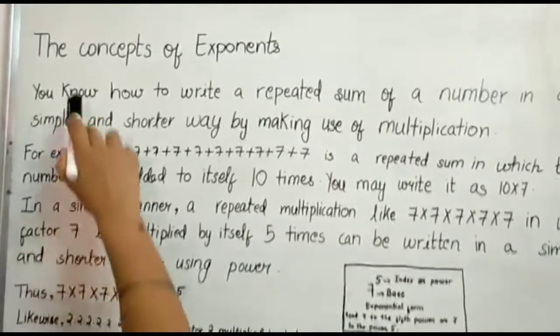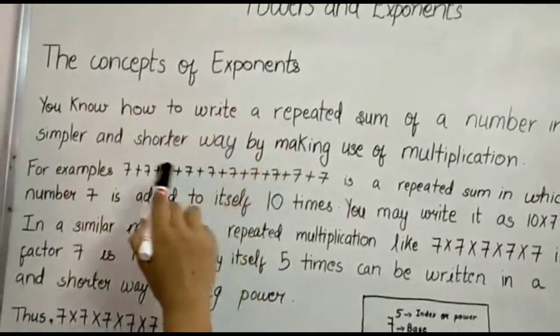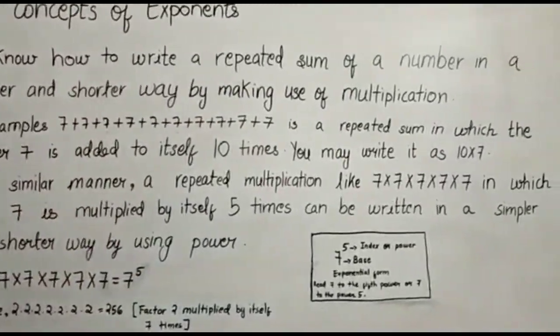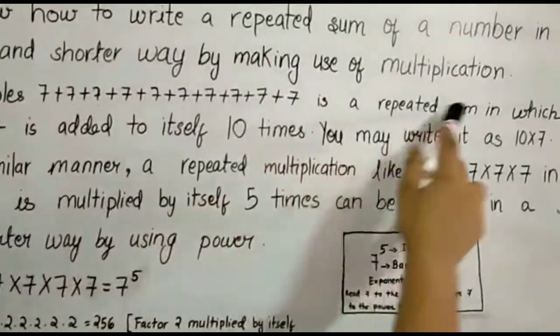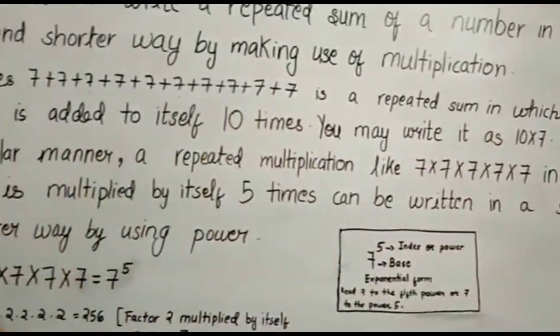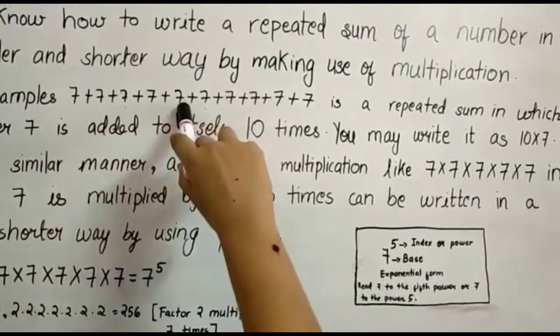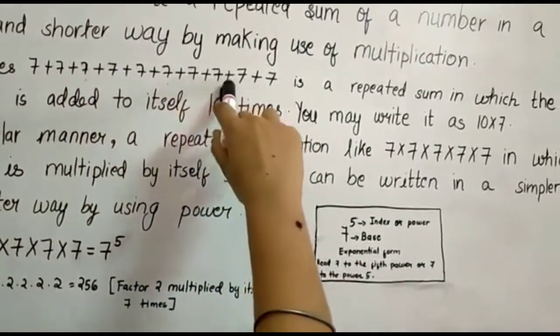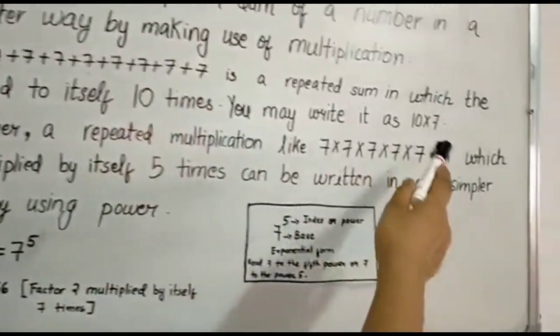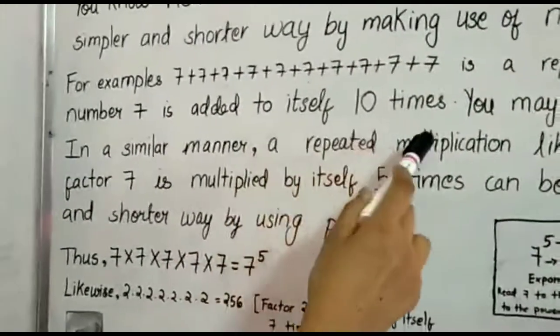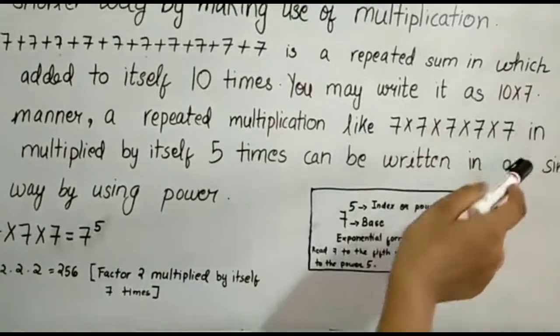First we will study the concept of exponents. You know how to write a repeated sum of a number in a simpler and shorter way by using multiplication. For example, 7 plus 7 plus 7 plus 7 plus 7 plus 7 plus 7 plus 7 plus 7 plus 7 is a repeated sum in which the number 7 is added to itself 10 times. You may write it as 10 into 7.